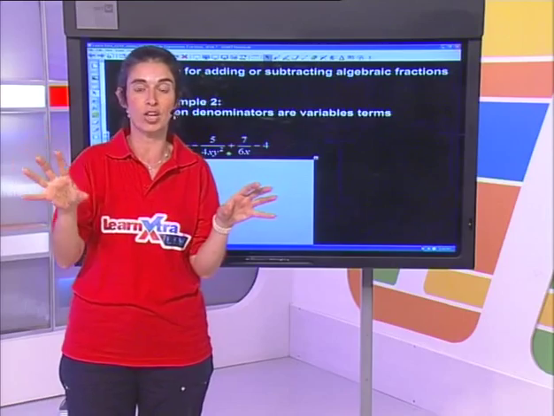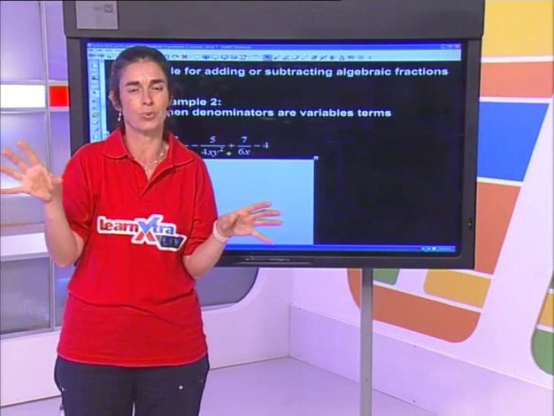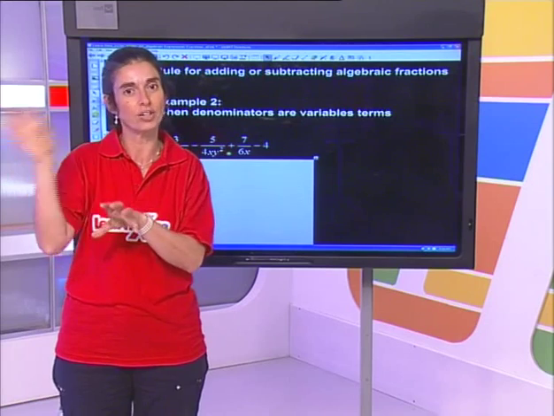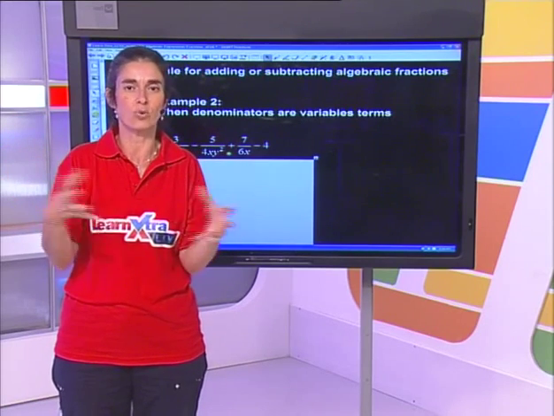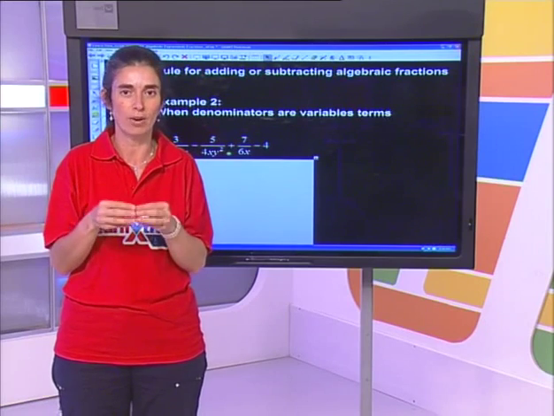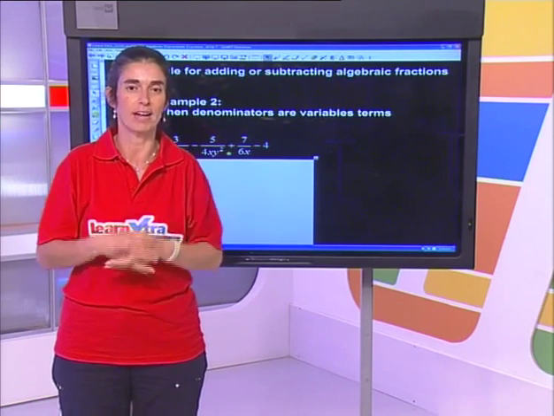It's an easy way to find it. If we've got x's and x squareds, then it's obvious that x squared is bigger than x, and that x can go into x squared, and x squared can go into x squared. So hence, x squared becomes our common denominator. So we look for the highest power of that variable. That becomes our denominator.